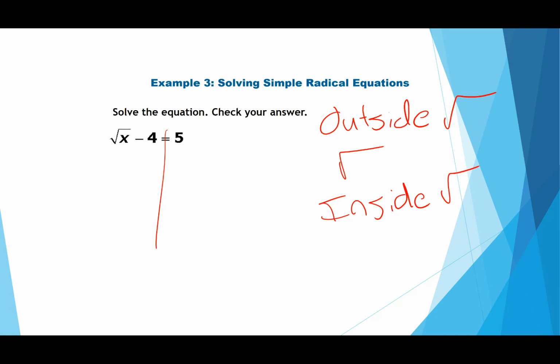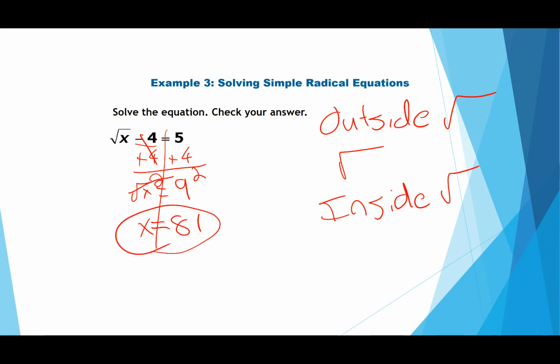So here, starting with what's outside the radical, that's this 4. We're going to deal with that first. I'm going to add 4 to both sides, and that leaves me the square root of x equal to 9. So now I'll square my square root, and I'll square my 9. I'll have x equal to 81. So x equals 81. Let's double check to see if that fits. Let's plug that in. The square root of 81 minus 4 equals 5. Well, the square root of 81 is 9, and 9 minus 4 equals 5. That's true.